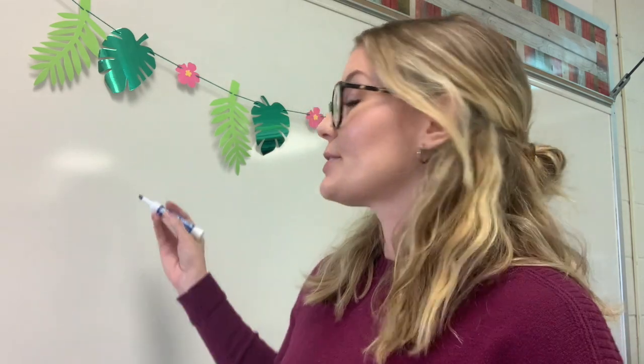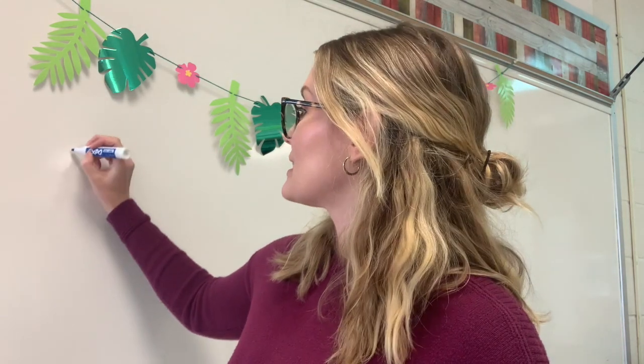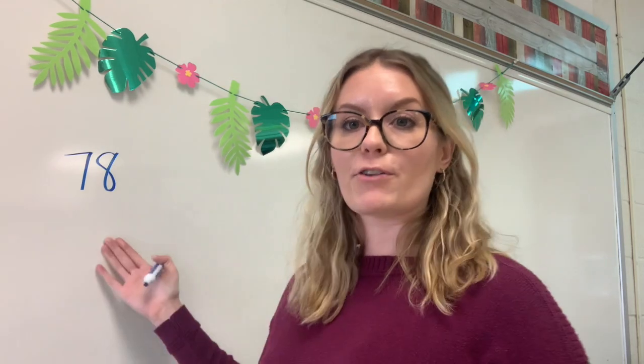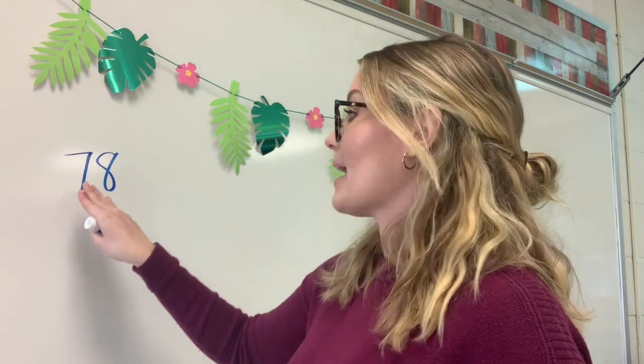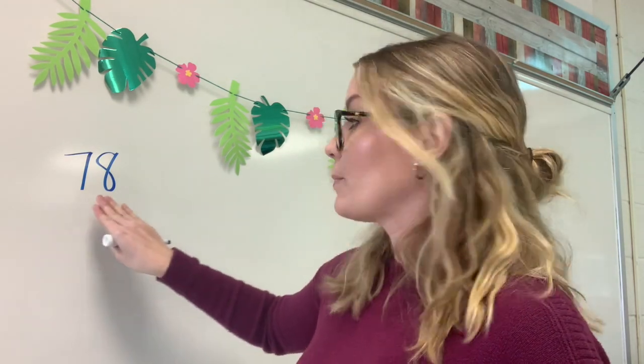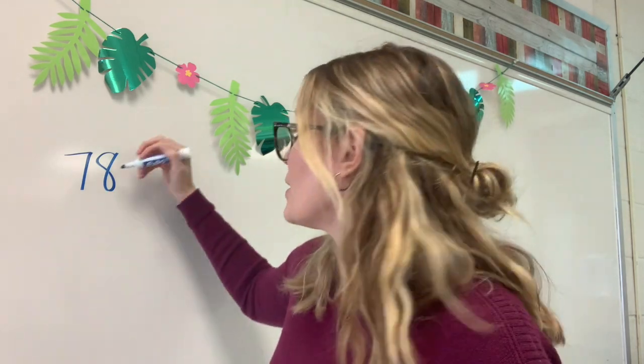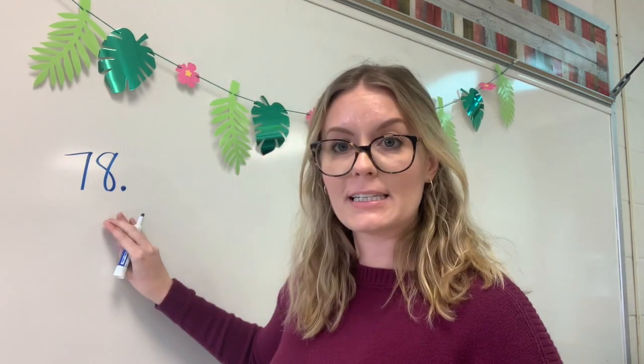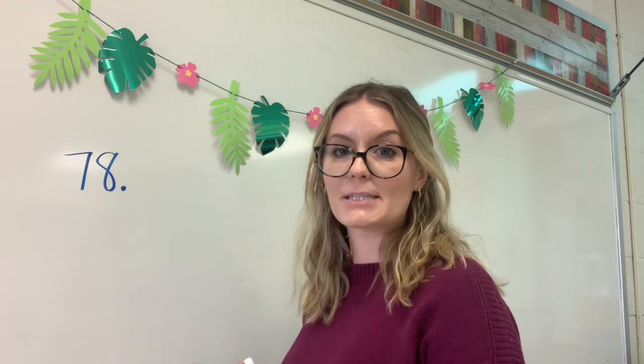Hi friends, it's Miss Mahan. We're going to be doing some work with decimals and fractions and mixed numbers today. So the first thing that you need to know is that if we have a number, like for example 78, we have a tens place, we have a ones place, we're going to put a decimal point, and now we're going to have a tenths place.